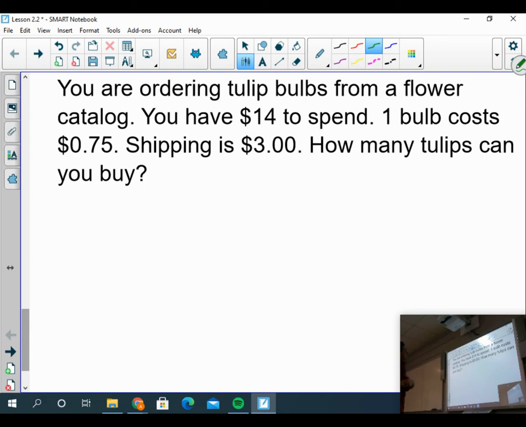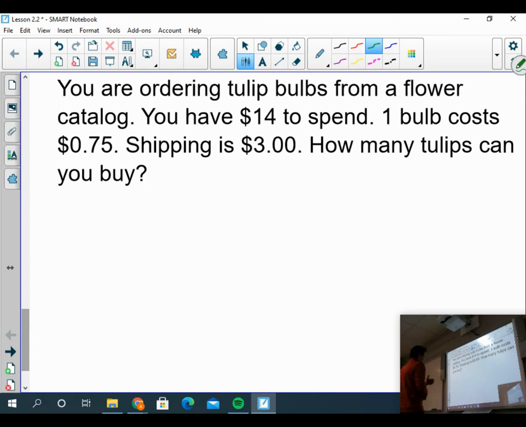You are ordering tulip bulbs from a flower catalog. You have $14 to spend. One bulb costs 75 cents. Shipping is $3. How many tulips can you buy?